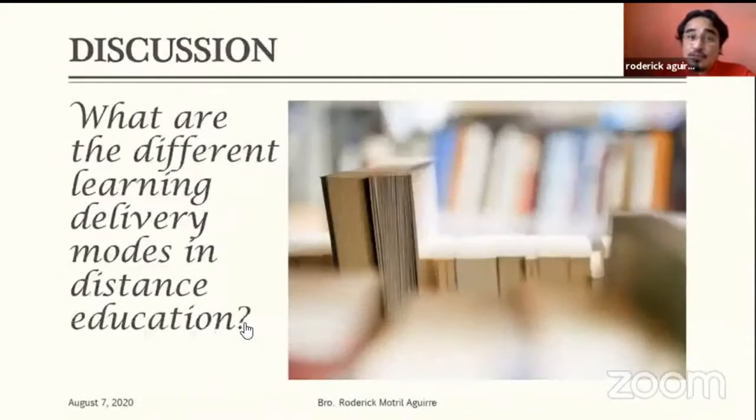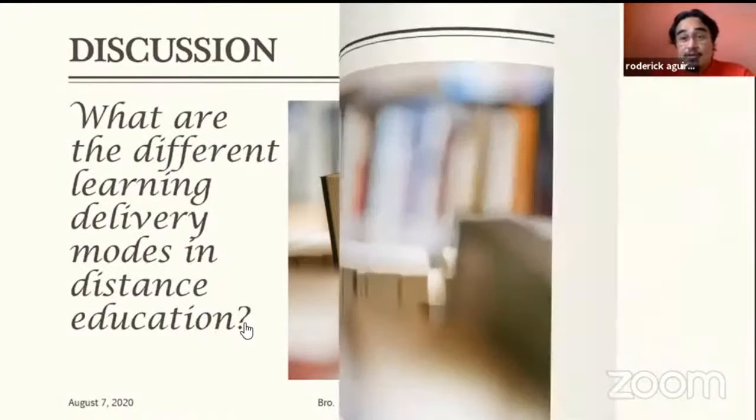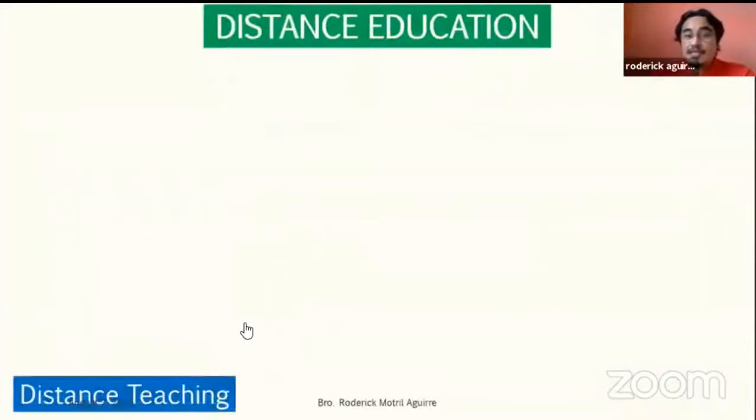All right. So let's proceed to the second question, number 2. What are the different learning delivery modes in distance education? All right. So distance education should be seen in two perspectives: distance teaching and distance learning. Mostly what most teachers, educators, school heads, and parents are only thinking about in distance education is the distance learning in itself.